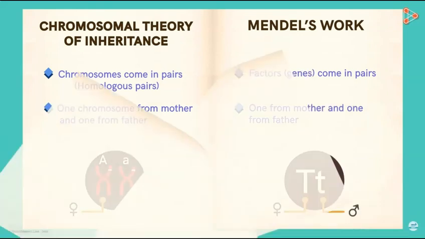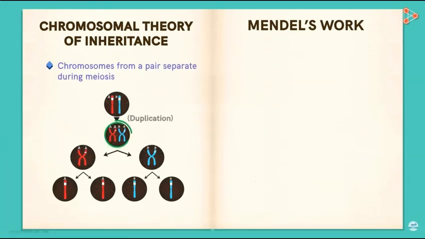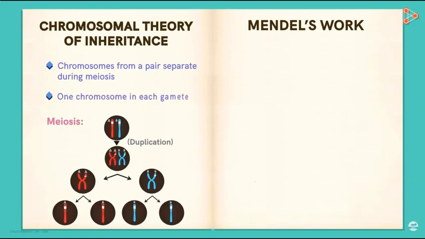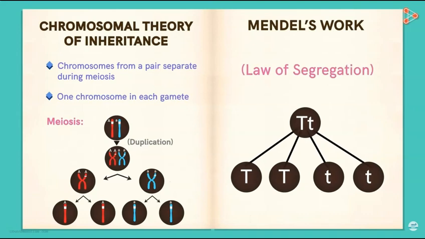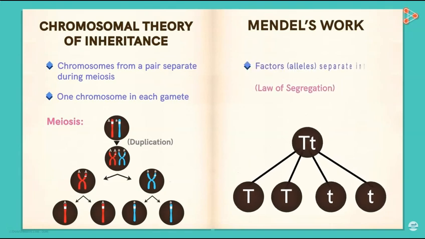The next point stated that the chromosomes from a single pair separate from each other during the process of meiosis. That means one chromosome will be passed to the respective gamete. This is just the simplest explanation of Mendel's law of segregation. In the law, Mendel emphasized the separation of factors, that is alleles, into gametes.